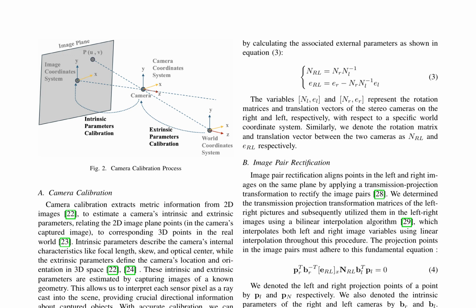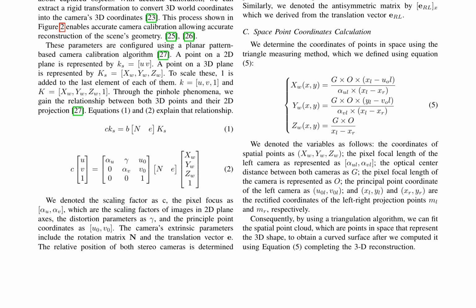This process is shown in Figure 2 and enables accurate camera calibration, which is crucial for accurate reconstruction of the scene's geometry. The intrinsic and extrinsic parameters are configured using a planar pattern-based camera calibration algorithm. This algorithm establishes the relationship between 3D points and their 2D projections, as explained by equations 1 and 2.